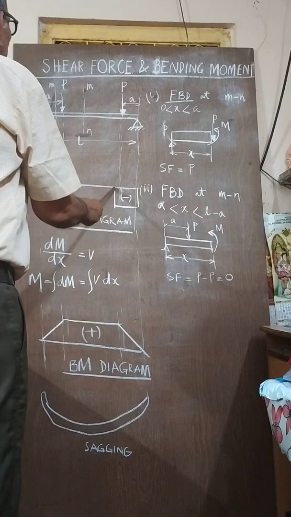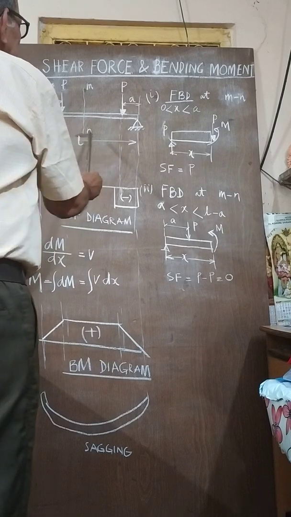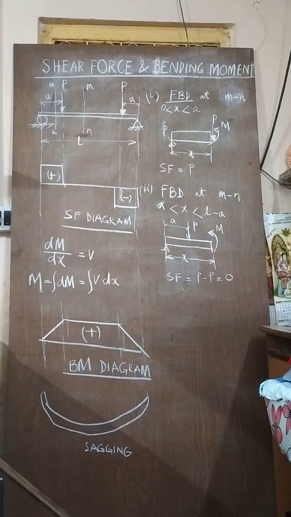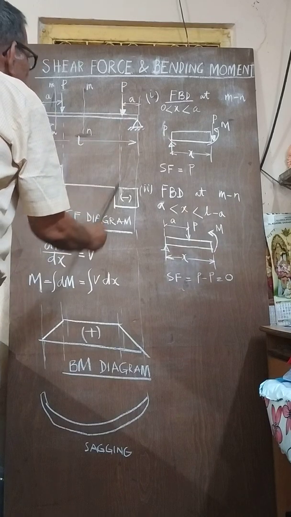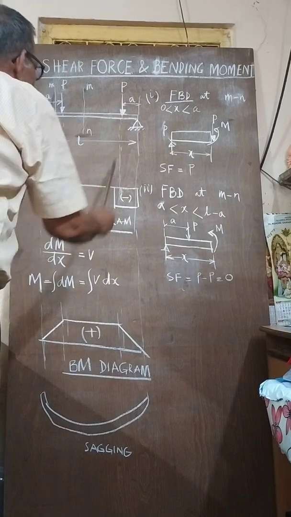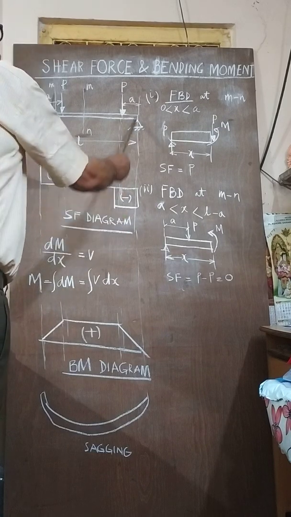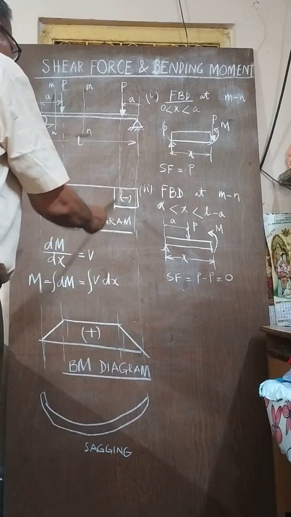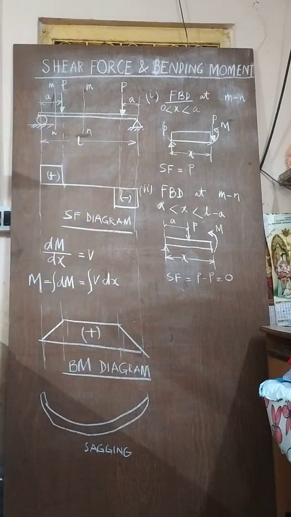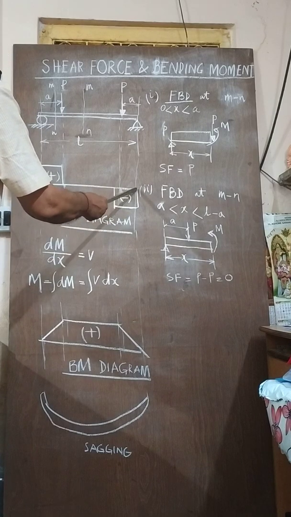This continues up to x equal to L minus A. This is L, this is L minus A. Afterward there is a downward force P here, and the upward force, the reaction force, negates this downward force. So the downward P and the upward P become cancelled, and this is 0 here. So the shear force is 0.